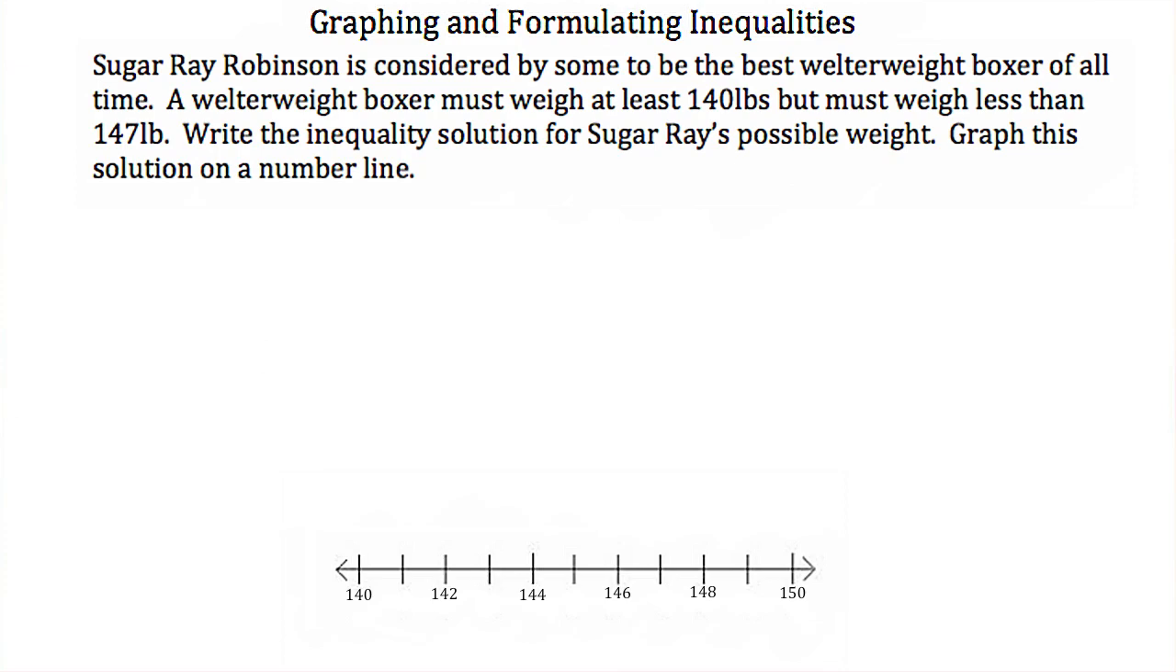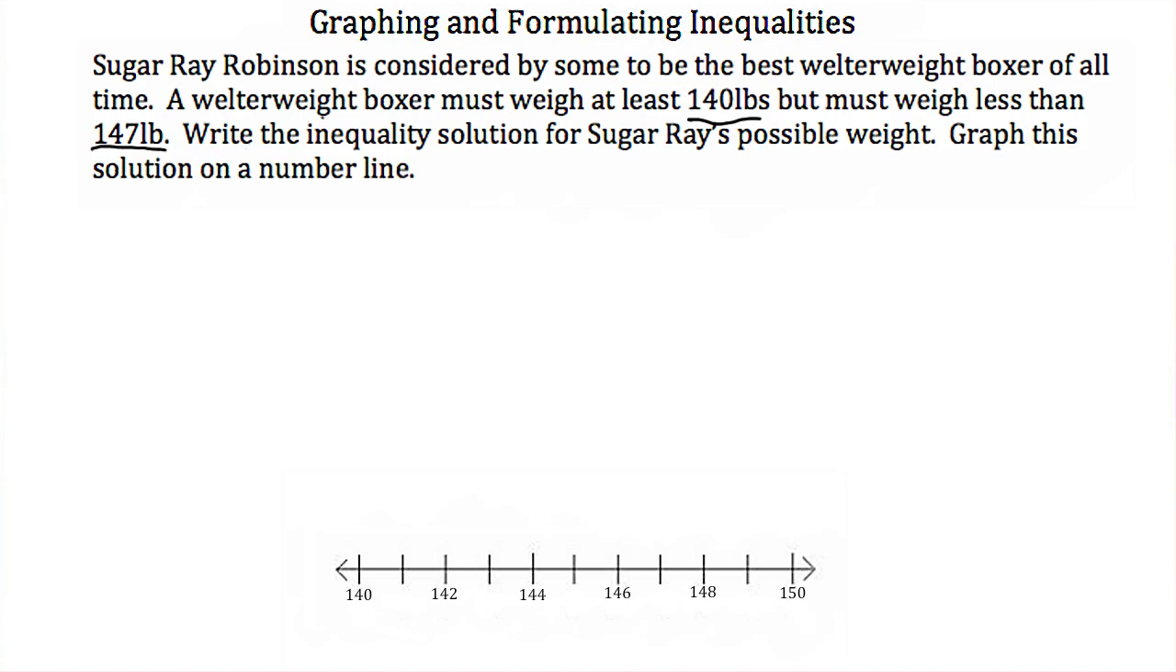So now let's try applying what we've learned. Sugar Ray Robinson is considered to be, by some people, the best welterweight boxer of all time. Now, a welterweight boxer must weigh at least 140 pounds, but must weigh less than 147 pounds. So here we have two numbers. We have 140 pounds and 147 pounds.